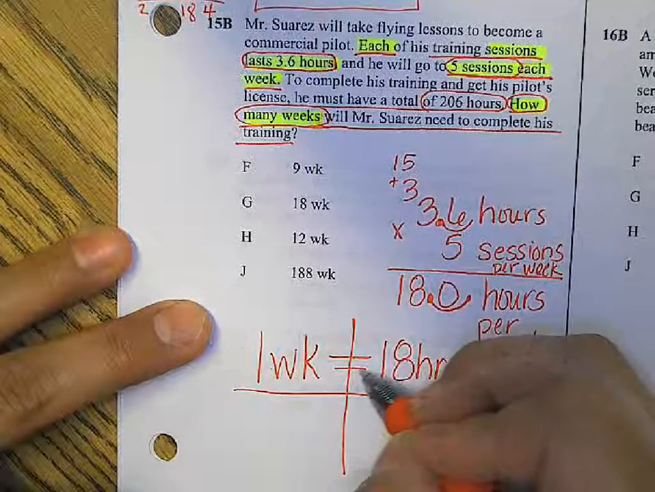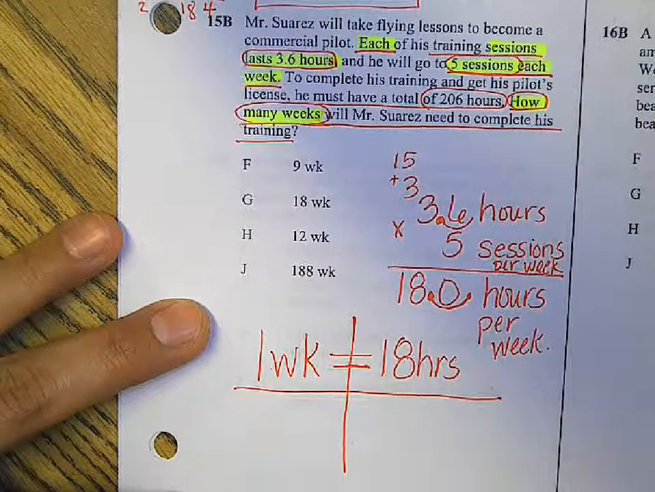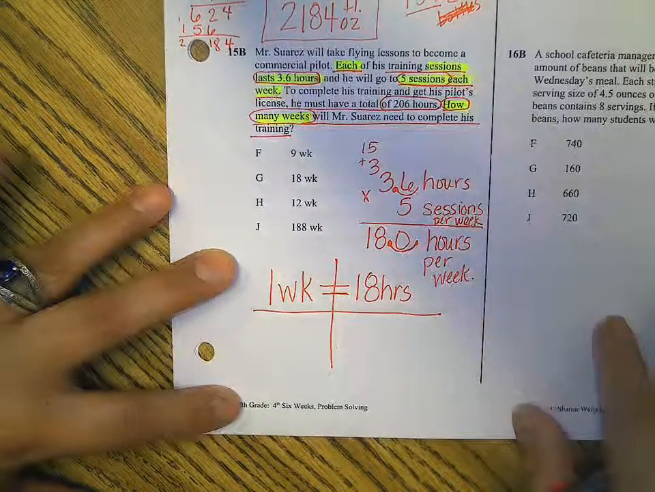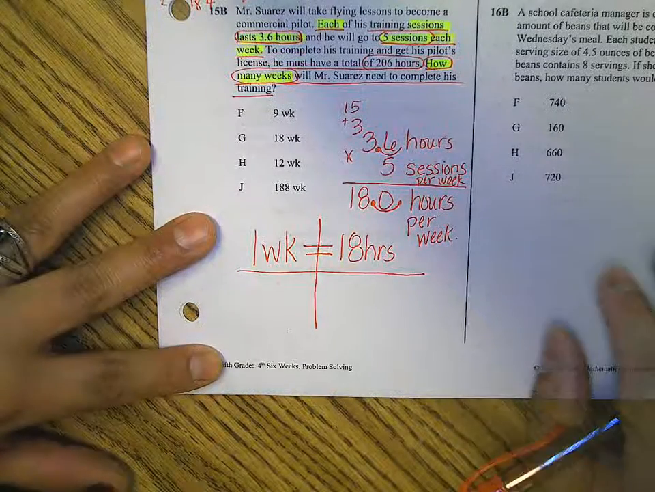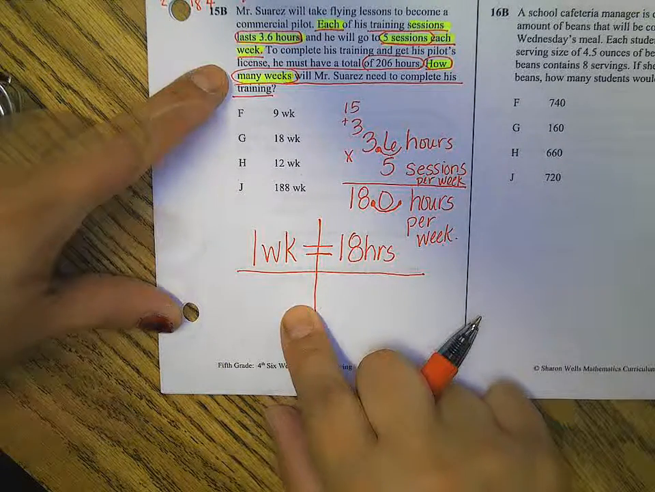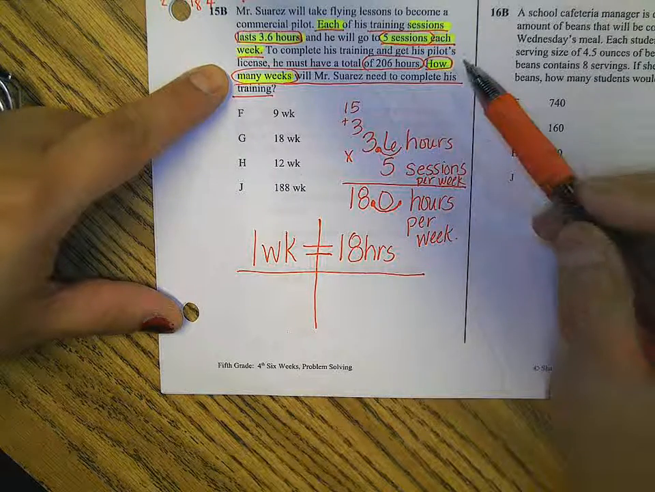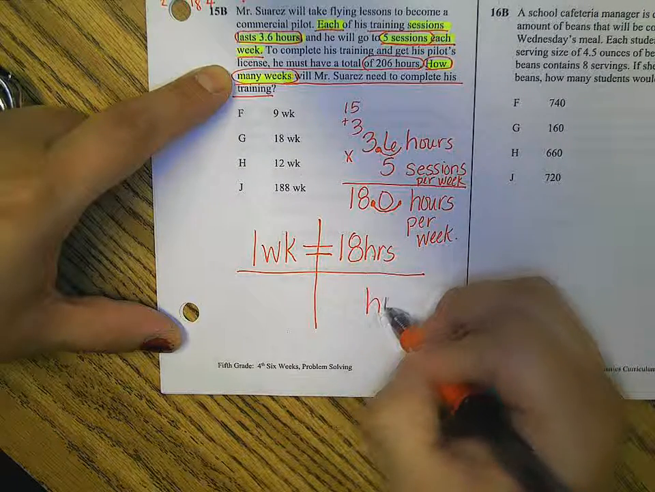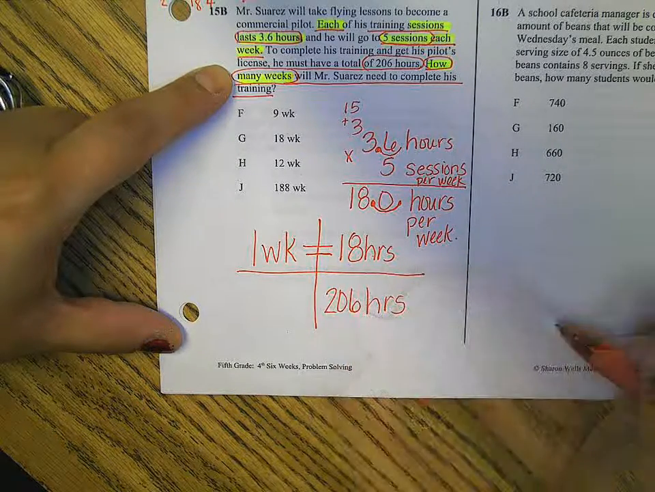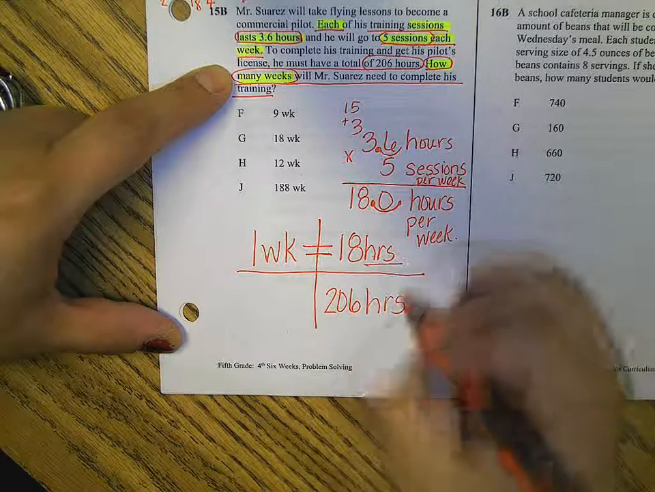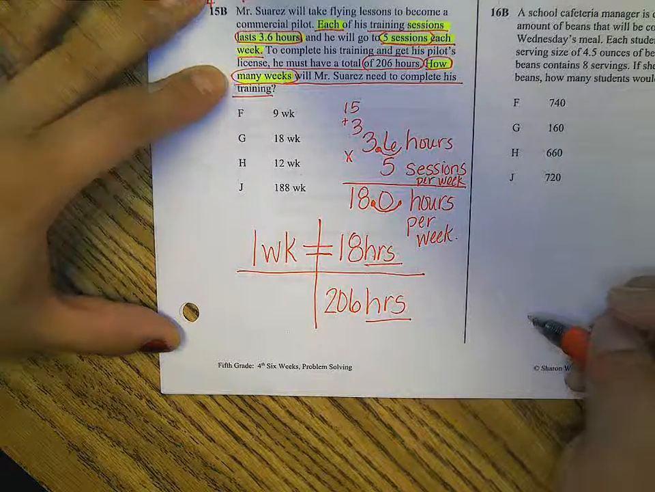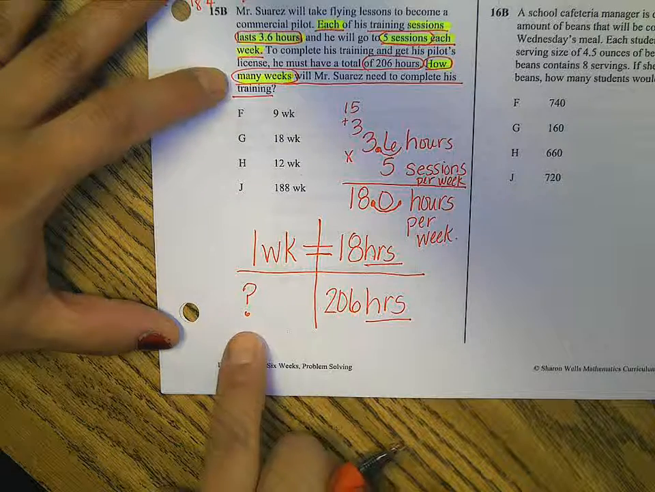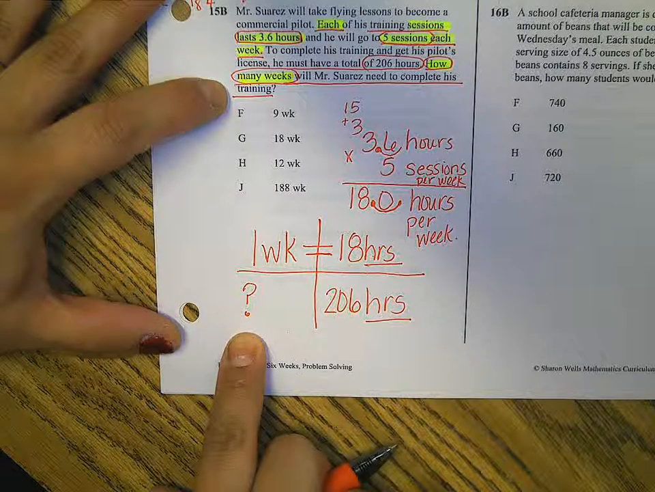And I'm making myself what? A T-chart. Making myself a T-chart. The rest of the question says, to complete his training and get his pilot's license, he must have a total of 206 hours. That goes on this side. 206 hours. Why does it go on this side? Because this is where I have my hours. My question is asking, how many weeks? So that's where the question goes. How many weeks will he need to complete his training?